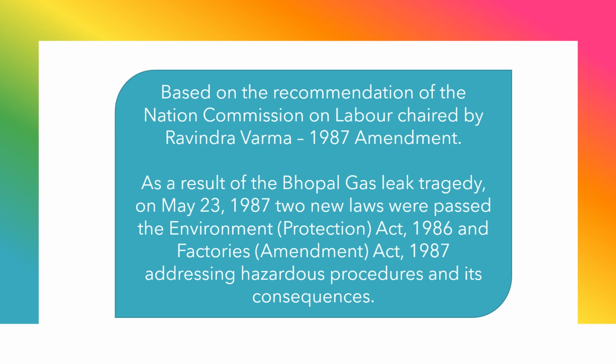So, why is the 1987 amendment very important? This was added after the Bhopal gas leak tragedy. On May 23rd, 1987, two new laws were passed. One is the Environmental Protection Act of 1986, and the second one, the Factories Amendment Act of 1987. This was to address hazardous procedures and their consequences. Based on the recommendation of the National Commission on Labour, chaired by Ravindra Verma, the Amendment Act of 1987 was brought into the Factories Act.